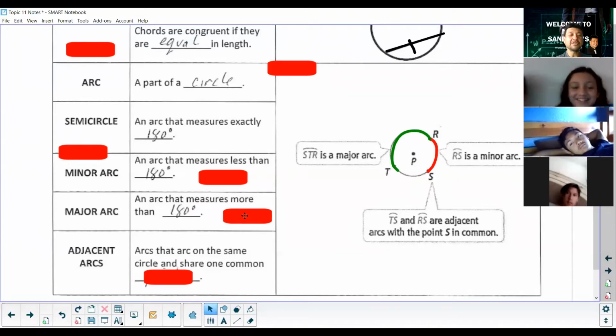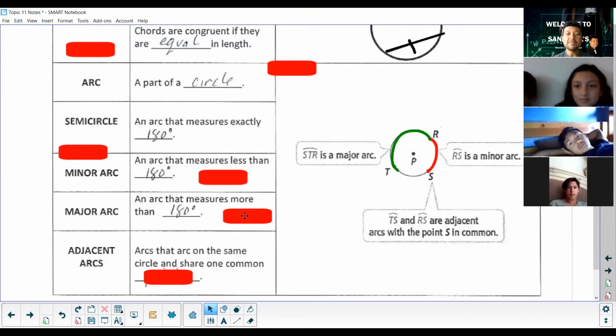Okay, so let me ask you this. Is the green one a major arc? No, it's a semicircle, right? It's a semicircle, exactly.